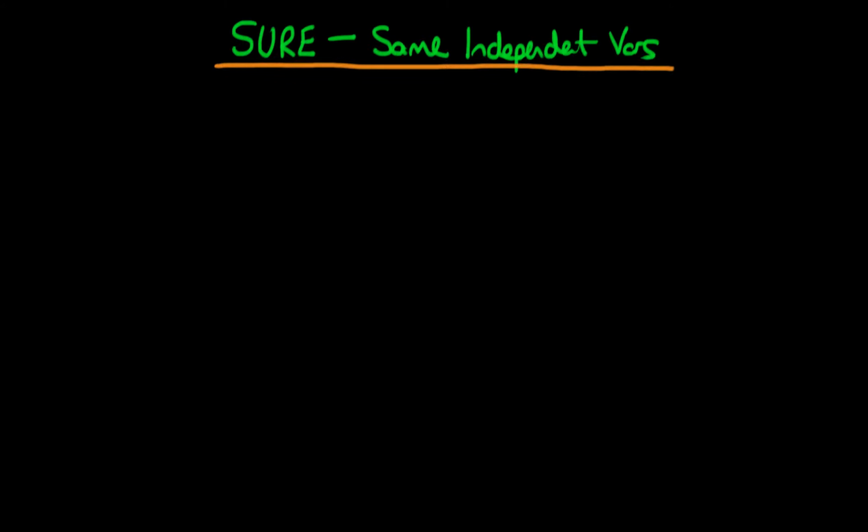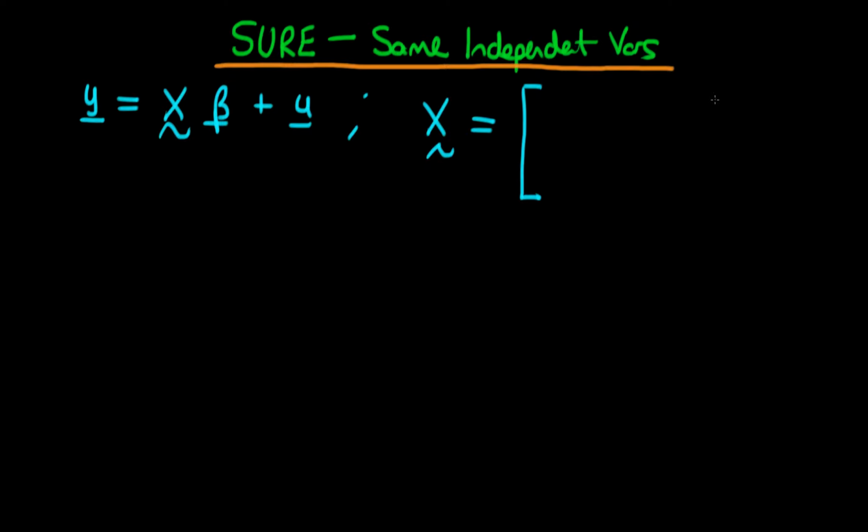In this video, we're going to consider a SUR system where each of the individuals in our system has the same independent variables. Remember, we were able to write down our SUR system in a compact form, y = Xβ + u, where the matrix X represents a diagonal matrix in which each element along the diagonal is itself a matrix. In the situation where each of the individuals has different independent variables, they represent different matrices.